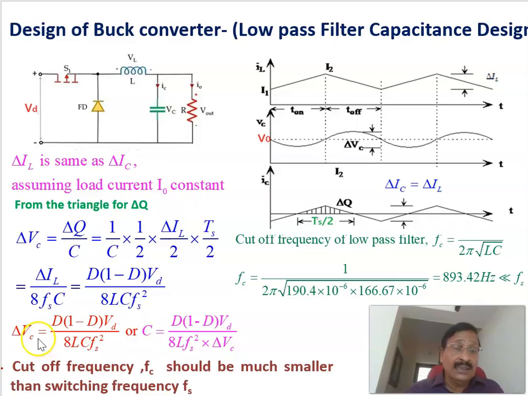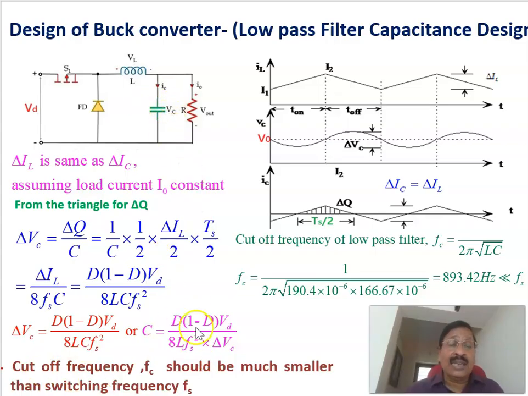From this you can calculate the value of the capacitance required, C equal to D into 1 minus D into Vd divided by 8 L Fs square into delta Vc. Normally in the problem, the permitted value of the capacitor ripple, delta VC, will be given. From this equation, you can find the capacitance required to limit the voltage ripple to this value. Therefore, this is the equation to calculate the filter capacitance.